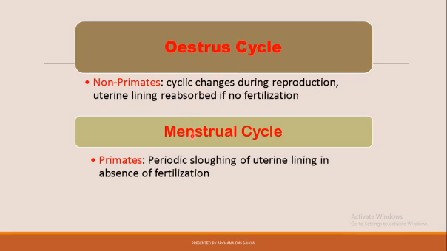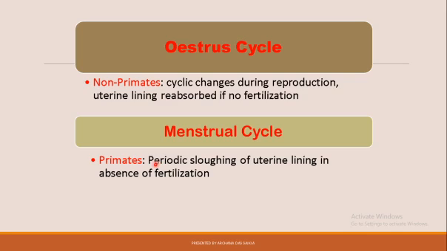Now the other type of reproductive cycle in females is known as menstrual cycle. Menstrual cycle is very commonly seen in primates. Primates are all ape-like animals, and we humans are also included in primates. In them also, the female body undergoes some changes in order to prepare for reproduction. But here, it is not seasonal. They are continuous breeders.